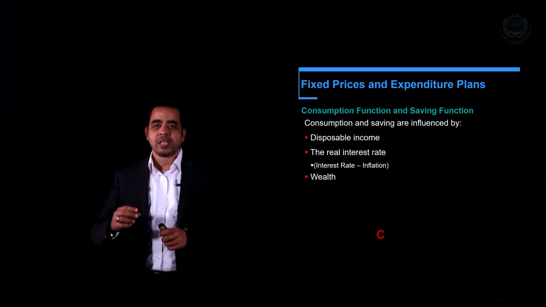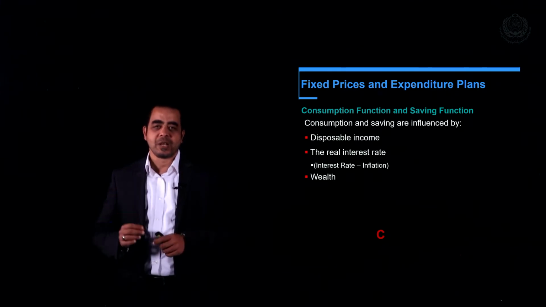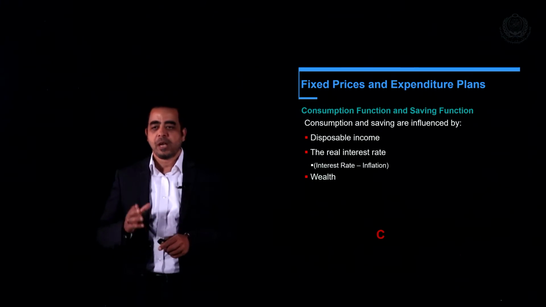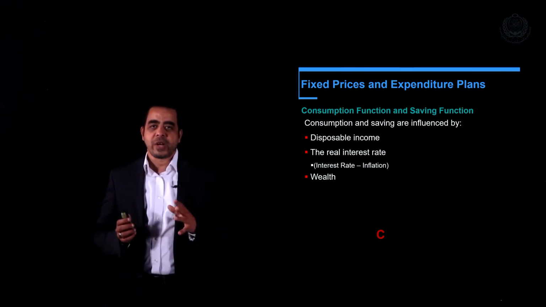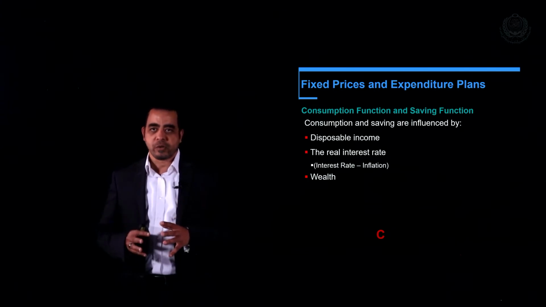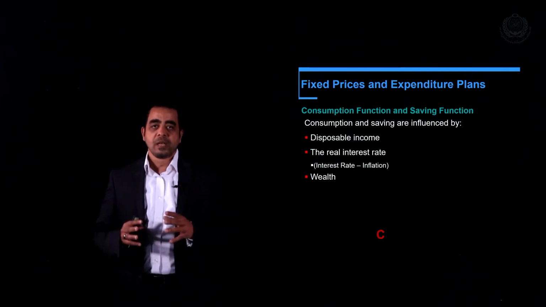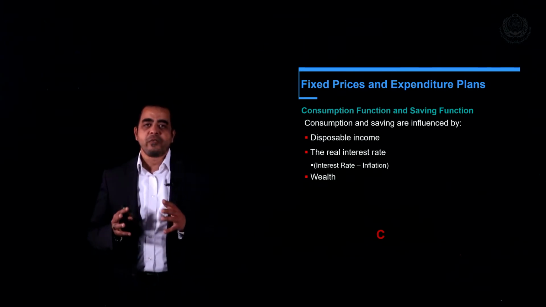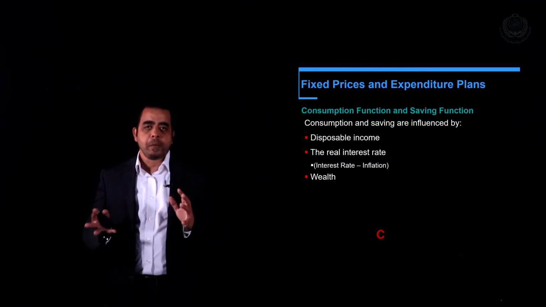So here, what affects your consumption is the disposable income. We're going to talk about how it affects your consumption. Second comes the real interest rate. Interest rate is the return that you receive on your deposits, or the interest that you pay on your loan. Interest rate affects consumption, but what do we mean by real interest rate? It's the difference between the interest rate and inflation. What do we mean by that?